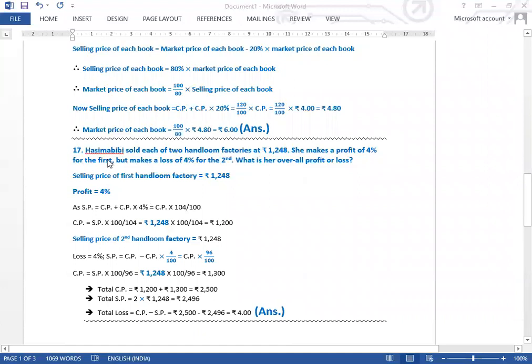Number 17. Hasima Bibi sold each of two handloom factories at rupees 1248. She makes a profit of 4% for the first, but makes a loss of 4% for the second. What is her overall profit or loss? So that means the selling price for each factory is 1248.